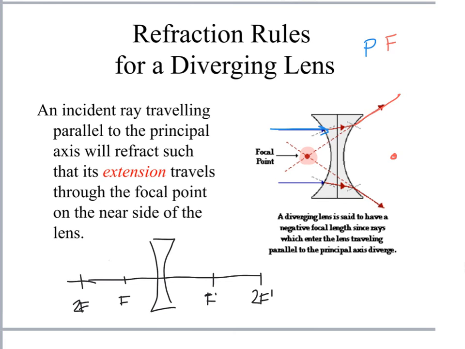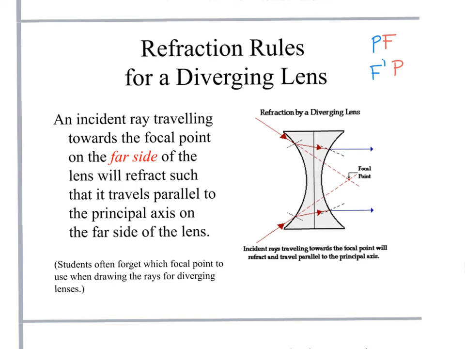And so what's happening is if we extend that refracted ray back, it would go through the focal point. If we look at our sort of usual next rule, it would be focal to parallel. Now, it gets a bit tricky because it's not the focal on the same side as the object, it's the focal on the opposite side of the object. And so I would usually call it F apostrophe to parallel. And you should clearly be able to see that in this diagram.